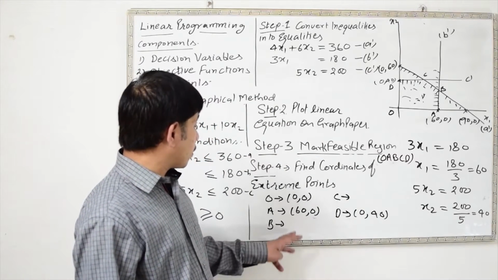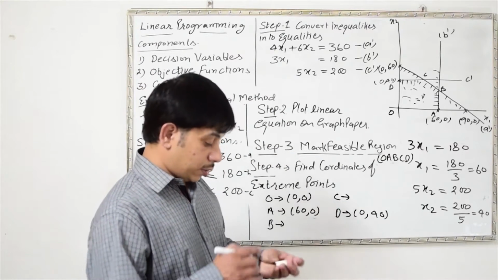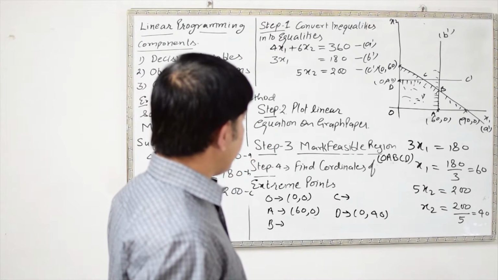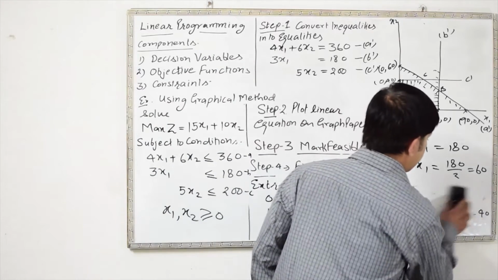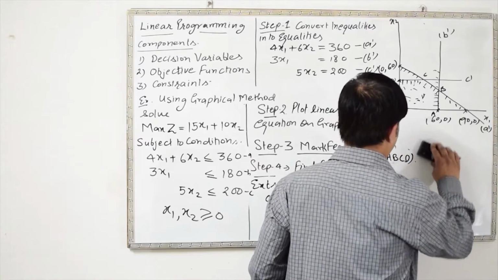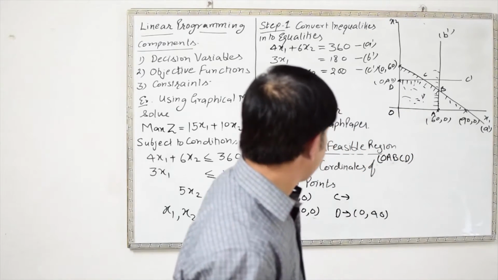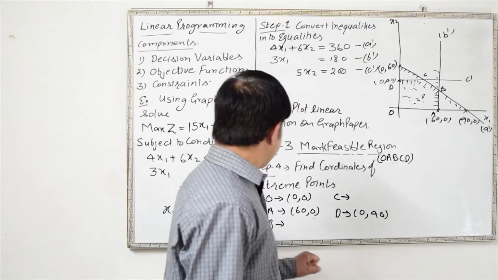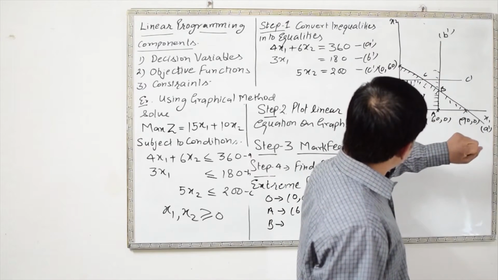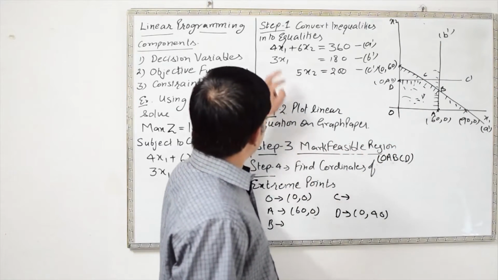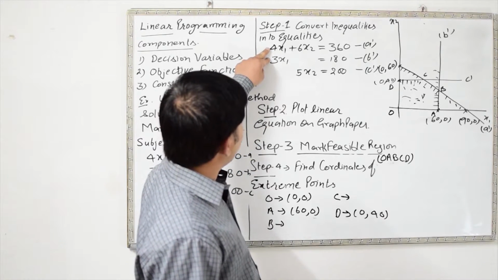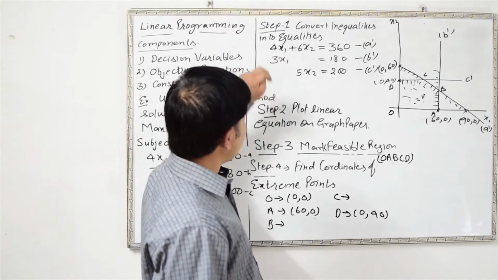Now we are going to calculate the coordinates of B and C. For this I need some space, so let me erase this. My point B is the intersection point of B dash and A dash. So the coordinates of B are obtained by solving these two equations.